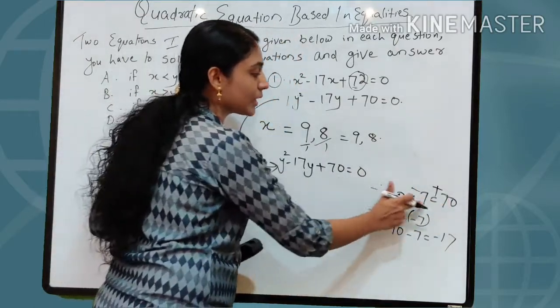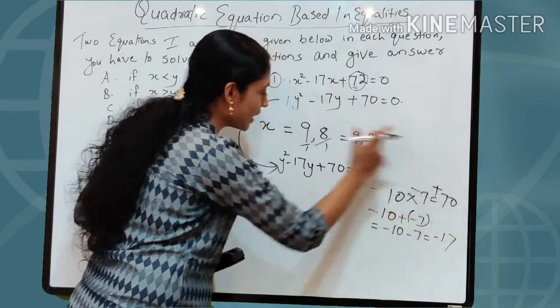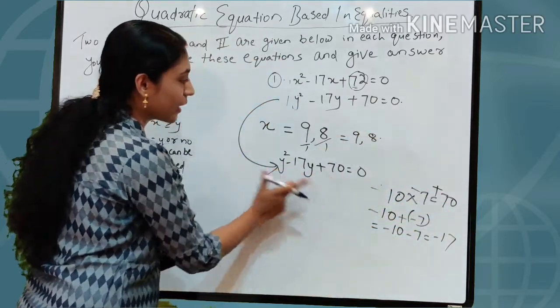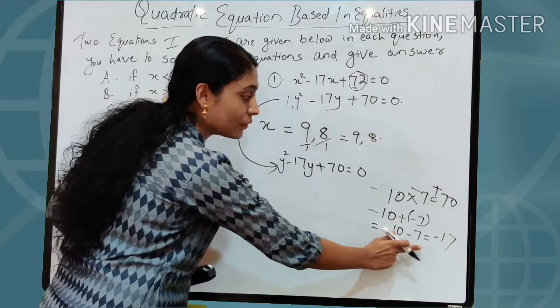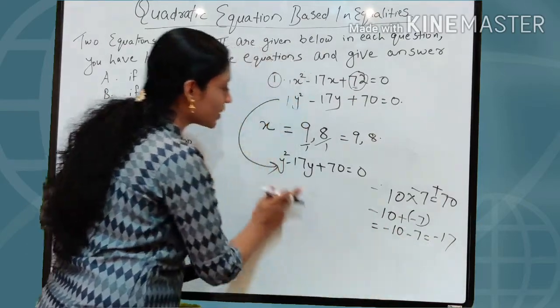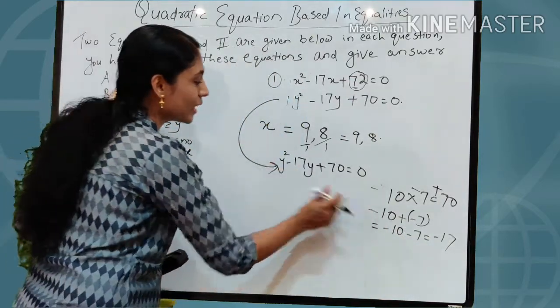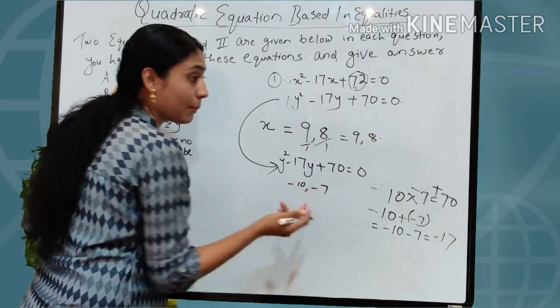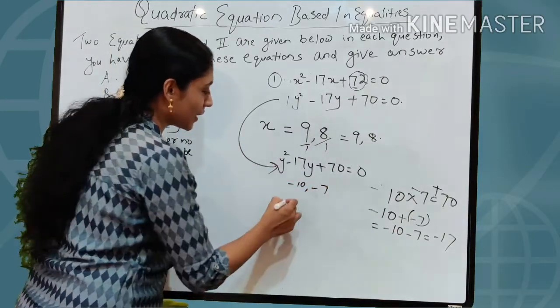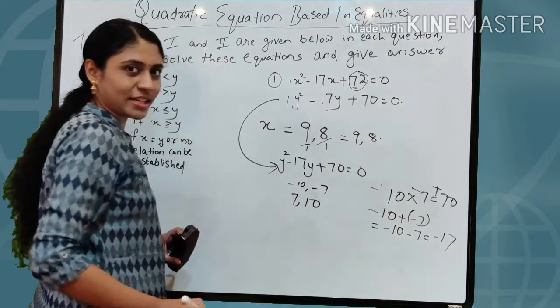So here when we do minus 10 into minus 7, we will get plus 70, which is the constant term. And when we do minus 10 minus 7, which is equal to minus 17, which is the middle term. So the numbers are minus 10 and minus 7, but we have to take the opposite signs of that, right? So we will get the numbers as 7 and 10, right?